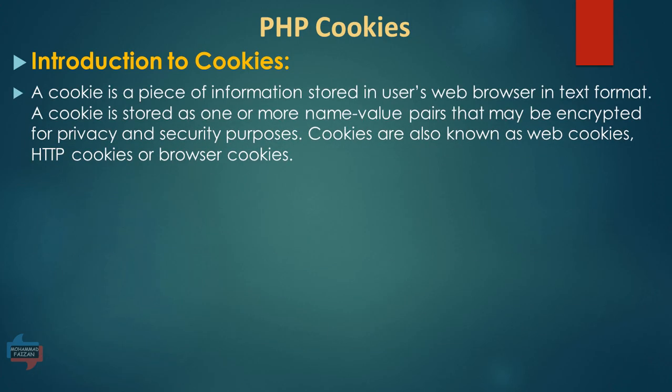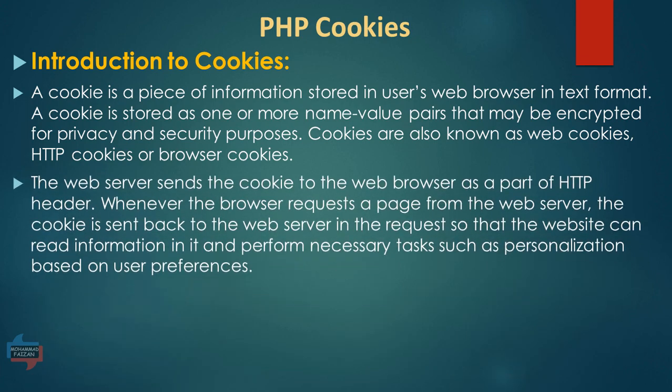So a cookie is a piece of information stored in the user's web browser in text format. A web browser may be Firefox, Google Chrome, Safari, Opera, etc. A cookie is stored as one or more name value pairs that may be encrypted for privacy and security purposes. Cookies are also known as web cookies, HTTP cookies, or browser cookies.